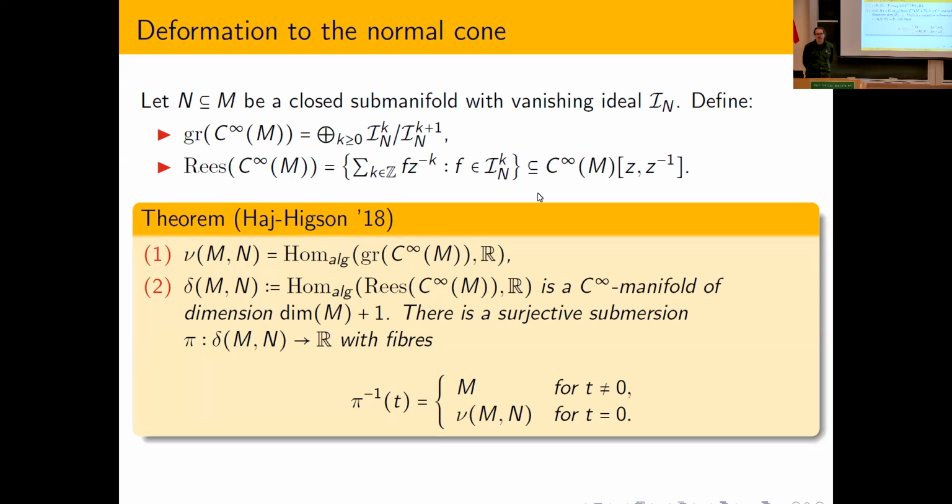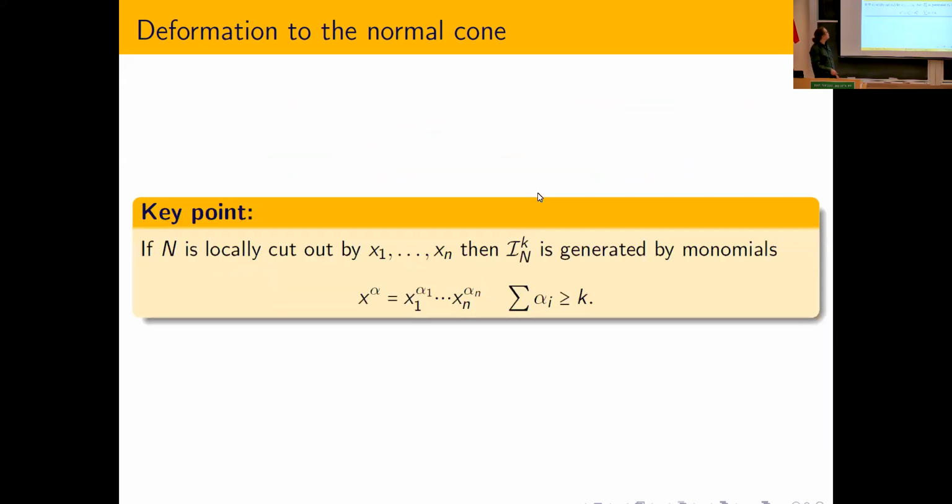And so as a special example of this, if you apply this deformation to the normal cone procedure to M living inside M times M as the diagonal, you get the tangent groupoid. To me, this was kind of surprising because it was kind of shocking that this thing could be a manifold. But the reason why it works is because we started with an embedded submanifold. So in particular, we have local submanifold coordinates. And if N is cut out by the coordinates x1 to xn, then the ideal of functions which vanish to order k is generated by monomials of this form.